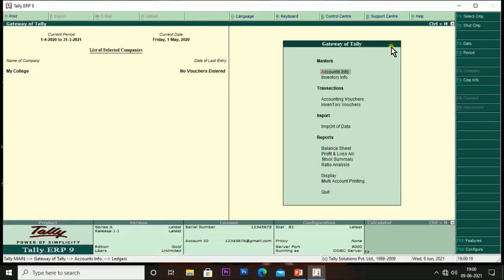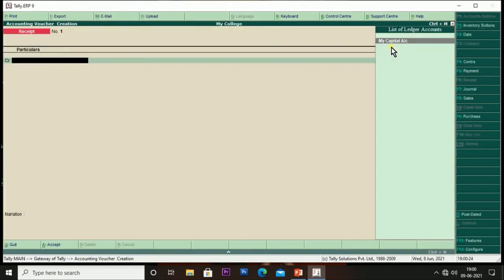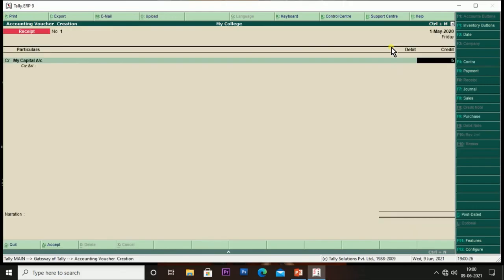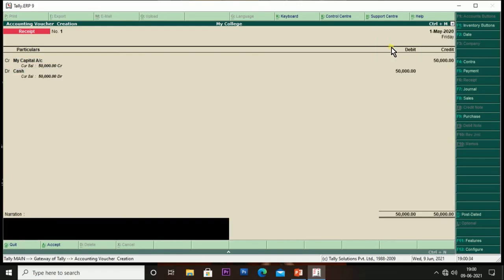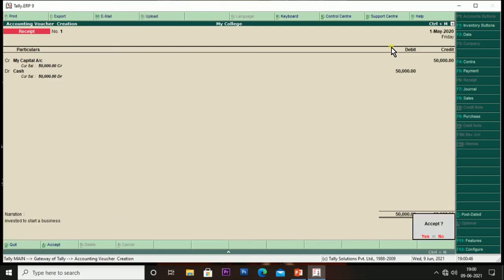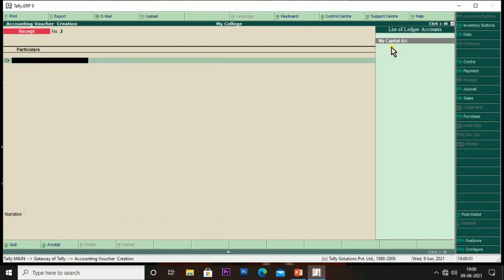Now in accounting vouchers, receipt, my capital account credit, we will take 50,000, debit to cash 50,000. You can even write the narration: being invested to start a business. Now the first entry is made, and now we have cash.